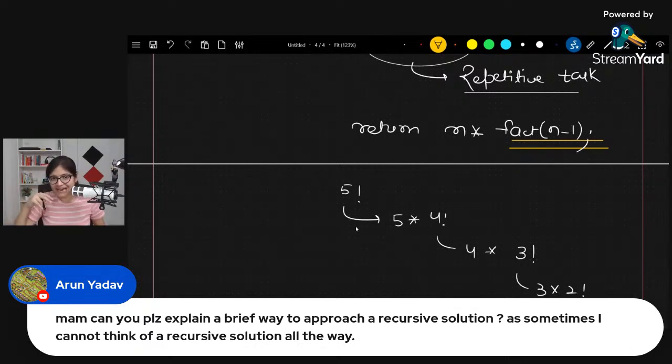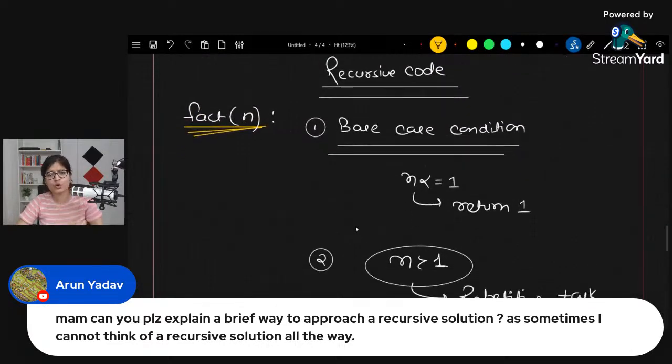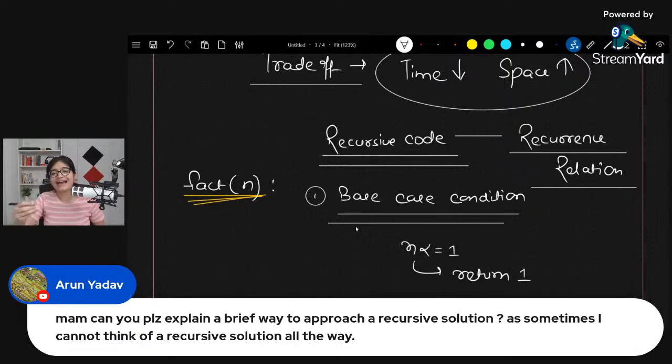Now, to get the time complexity of this recursive code, you should be aware of the concept of recurrence relation. Again, I have already made this concept pretty clear in my playlist: how you can generate a recurrence relation and how you can solve it by the 3 methods. One is substitution, then the master's theorem, and the recursion tree.